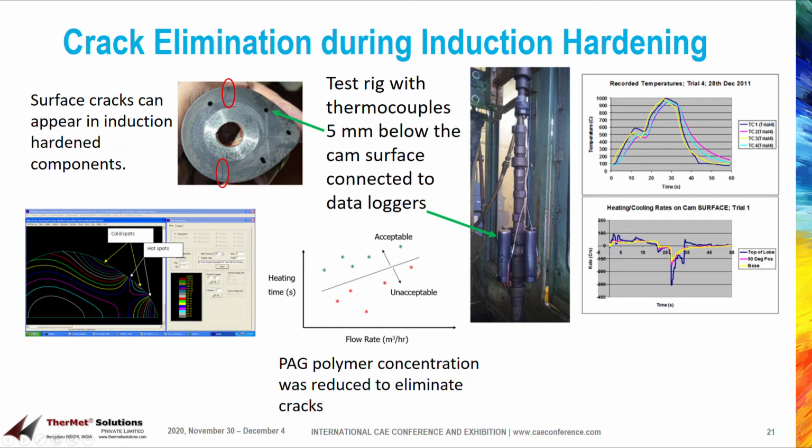This was attributed to the cooling characteristics of the quenchant, which was altered by reducing the concentration of the PAG polymer. This case clearly brings out the efficacy of InverseSOLVER, where even surface temperature can be estimated with sufficient accuracy, which is not possible otherwise in practical cases of quenching heat treatment.